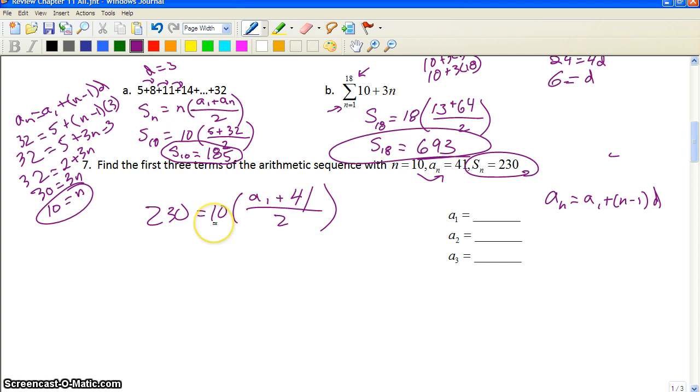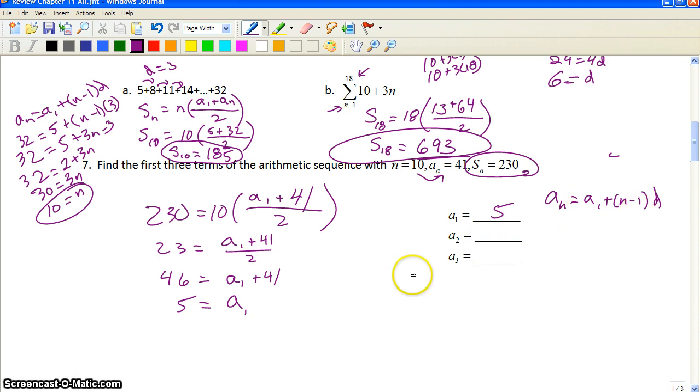So here we go. Let's try to solve this. 230 divided by 10 would be 23. And then I'm going to multiply by 2. It's going to be 46. And then a sub 1 plus 41, minus 41. A sub 1 is then going to be 5. Okay, so that's good. But we still need to find out what d is, which is unfortunate.